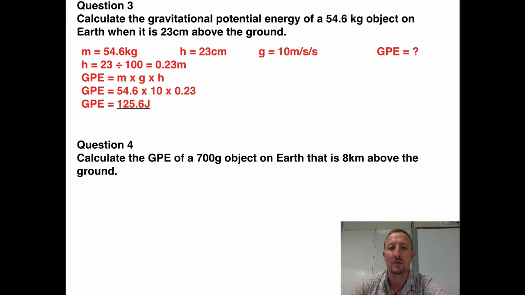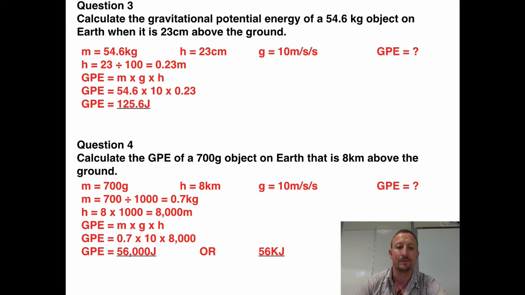Did you notice the problem there? Yeah, it's that 700 grams. We've got to convert that into kilograms. So, we've got 700 grams, we've got 8 kilometers, that's also a problem, and we've got g being 10 meters per second, that's fine, and we're looking for GPE. So we're going to have to do 2 conversions here. One for the mass, and one for the height. We've got to convert the mass into kilograms. We've got to turn the height into meters, not kilometers.